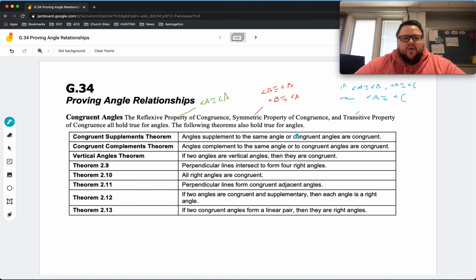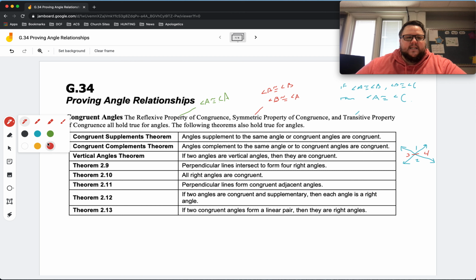So vertical angles theorem: if two angles are vertical, then they are congruent. We've showed this. So that means if I have two intersecting lines, vertical angles would be angle 1 and angle 2. They're vertical from each other. And then the 3 and 4 are vertical from each other. They are across each other. So they are equal.